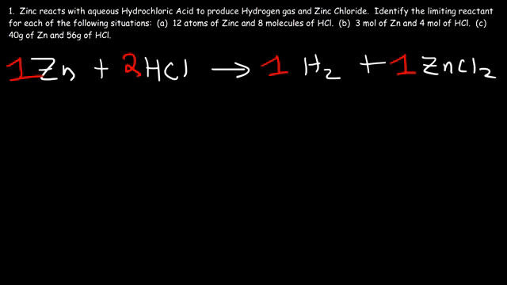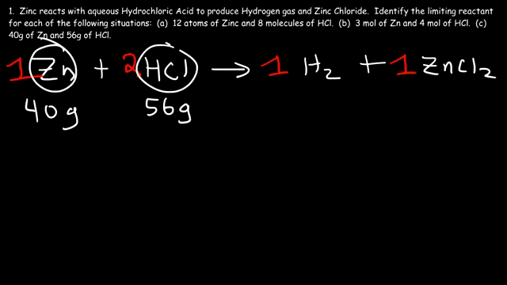Now let's move on to part C. We're given the grams of zinc and the grams of HCl. So based on this, which one is going to run out first? Now, you don't want to take the mass and divide it by the coefficient. That's not going to work. The reason is because the molar mass of zinc and HCl are different. So what you want to do is convert the grams into moles. A simple way to convert grams to moles is to take the mass in grams and divide it by the molar mass.